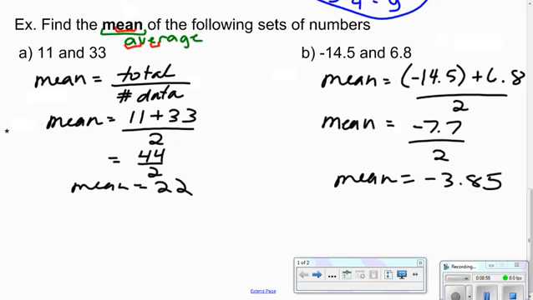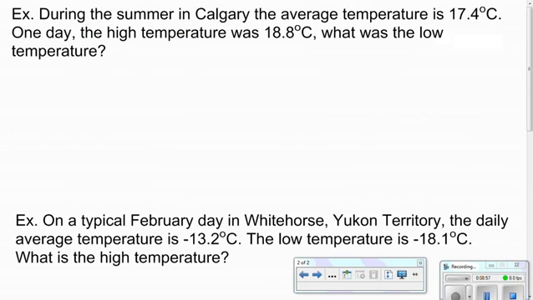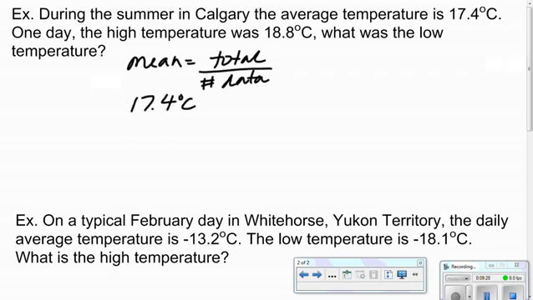So now let's turn that into a word problem. During the summer in Calgary, the average temperature is 17.4 degrees Celsius. That's not bad. One day, the high temperature was 18.8. What was the low? So mean is equal to the sum, or the total, divided by the number of data. In this case, we're talking about the high and the low, so 2 pieces of data. We know the mean. The mean is 17.4 degrees.